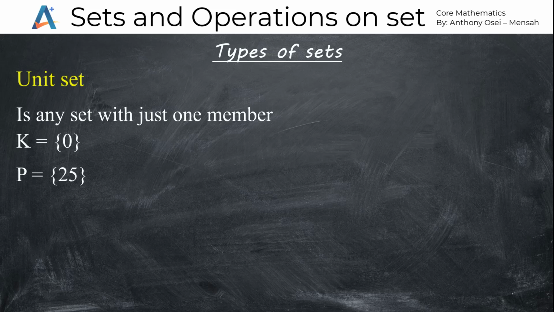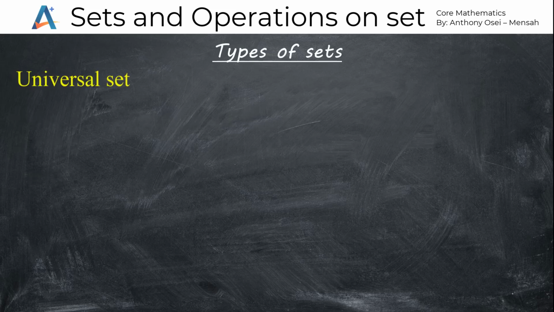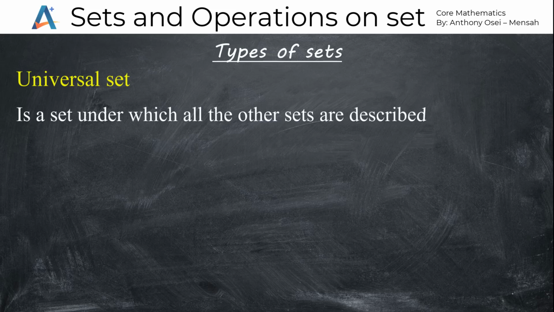The next type of set will be the universal set. So the universal set will be a set under which all the other sets are described. It is the set of all objects under discussion. So whatever we are discussing must fall under one set or one umbrella, and that set is what we call the universal set.